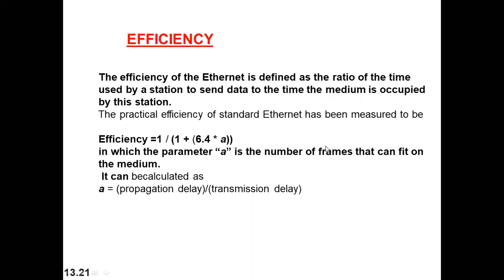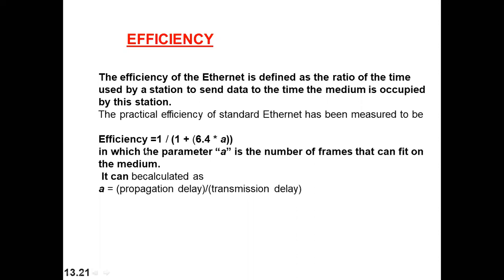Okay, coming to the efficiency of a device, the efficiency of Ethernet is defined. How do we measure the efficiency of standard Ethernet? It is defined as the ratio of the time required by a station to send the data to the time the medium is occupied by the station. The medium, whatever medium you are going to transfer on, till what time that medium is occupied. So time required to send the data divided by the time the medium is occupied by the station gives us the overall efficiency.